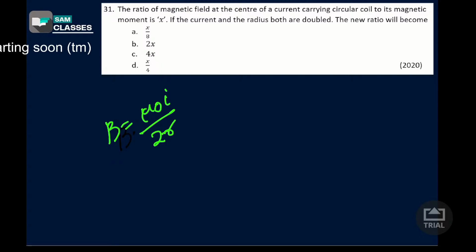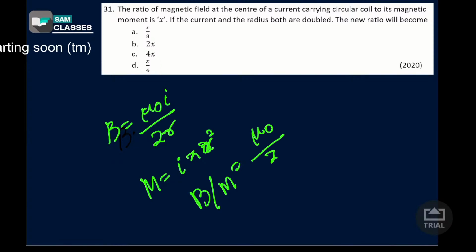And what about the other? The magnetic moment of a current carrying loop is given by what? Magnetic moment is equal to I into A. A is equal to what? Pi R square. So if this ratio B by M is given, that is equal to mu naught by 2 pi R cube. That is equal to X.